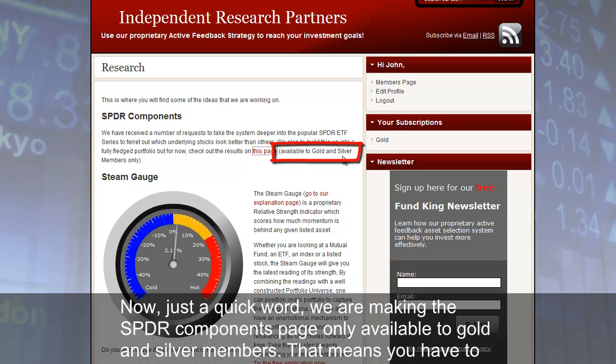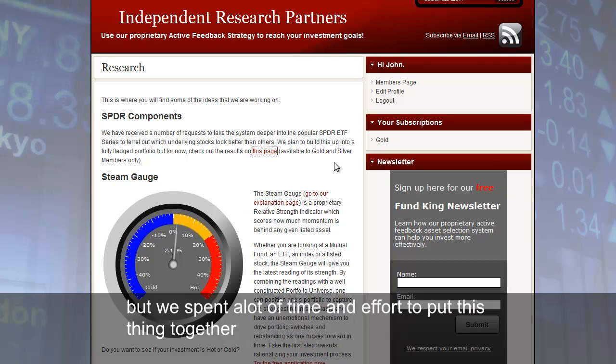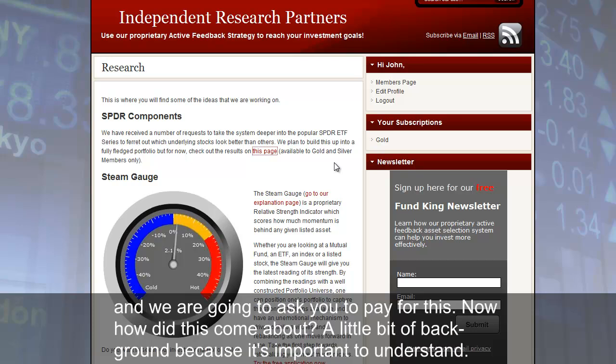Now, the silver membership will give you 1 month non-renewable free access, but we spent a lot of time and effort to put this thing together, and we actually are going to ask you to pay for this one. Now, how did this come about? A little bit of background here because it's important to understand.